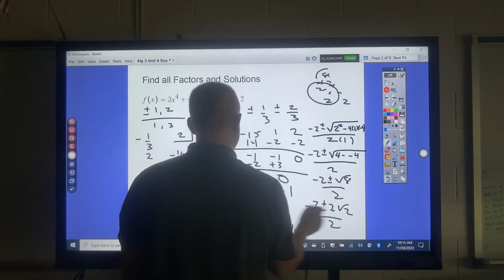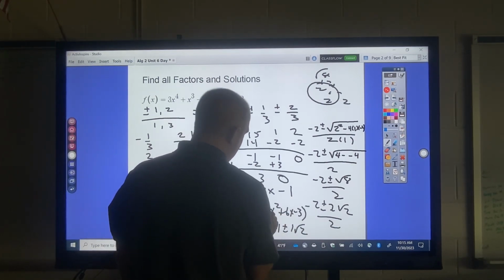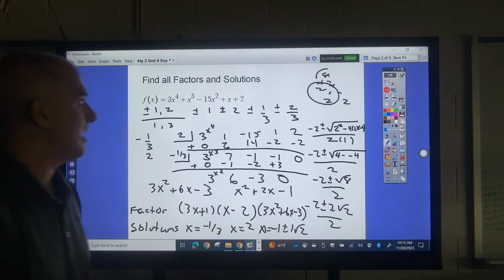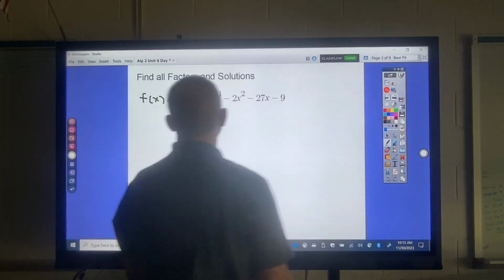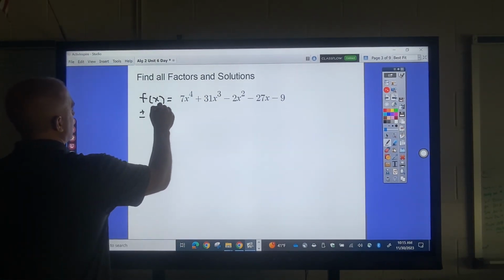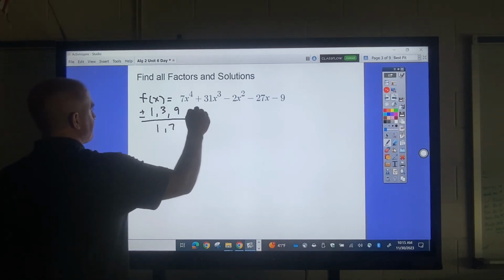Actually, it's this: 3x squared plus 6x minus 3. You can either do it that way, or you can take the 3 out and write that. I'm not going to be picky on that issue there. Okay, this one, I got plus or minus 1, 3, 9 over plus or minus 1, 7.